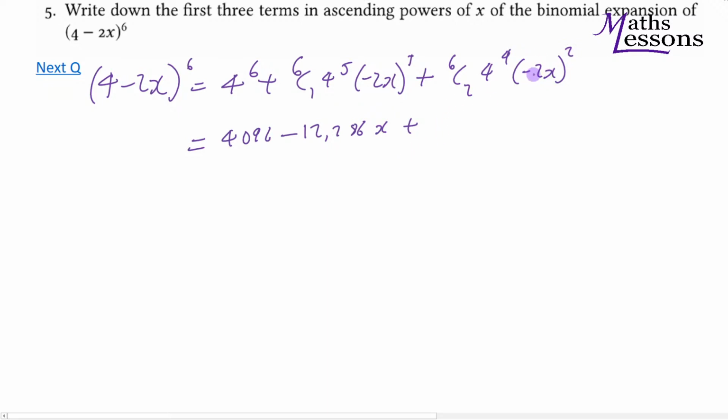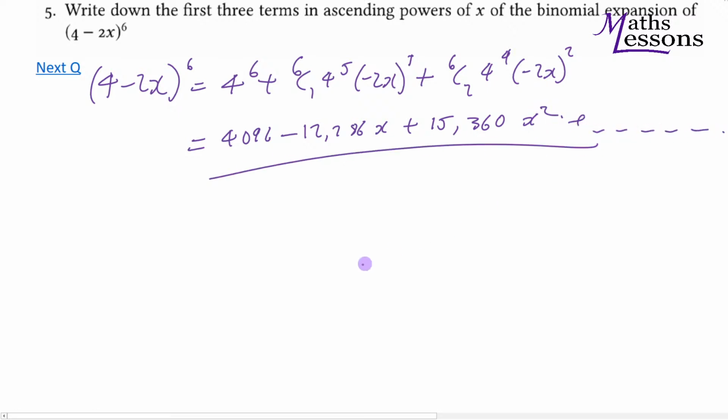Common mistake is to forget to square the minus 2 here. So we get 15,360x squared. And there's other terms in this expression, but we don't need to go any further because it just says write down the first 3 terms in ascending powers of x.